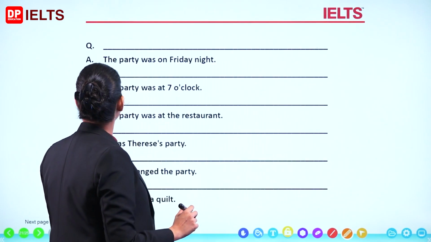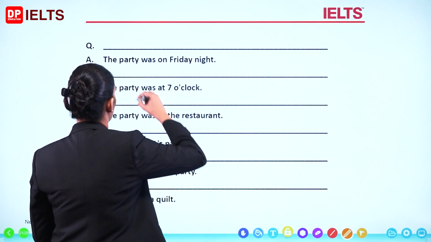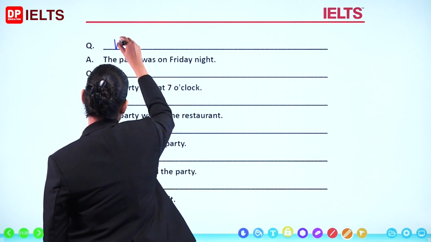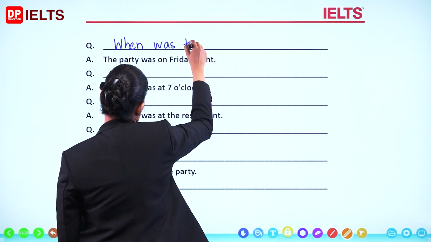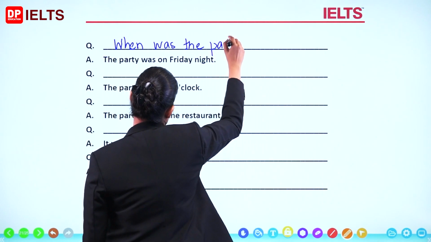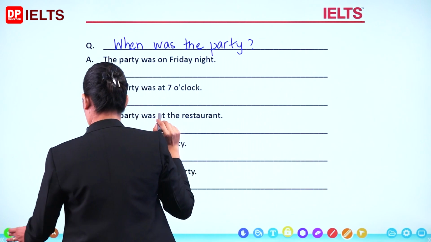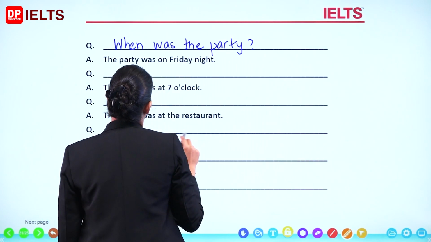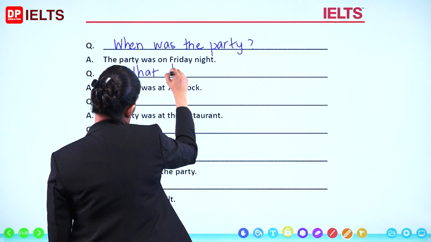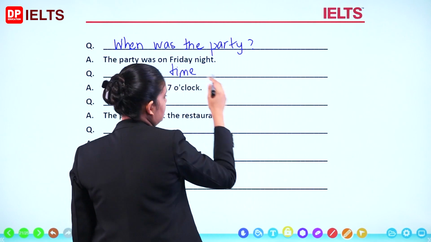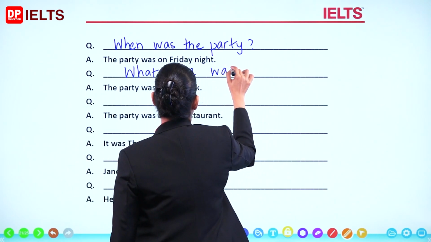Okay. The party was on Friday, so we have to ask the question. Now, past tense. So, when was the party? So, the party was on Friday night. What time was the party? So then the present tense, past tense, then since this is over, it's past tense, right? What time was the party?